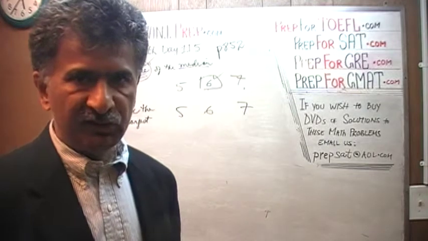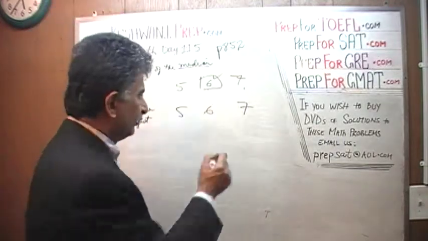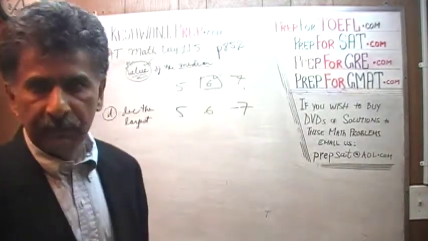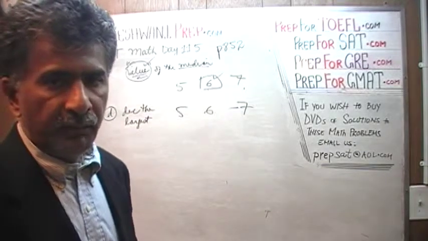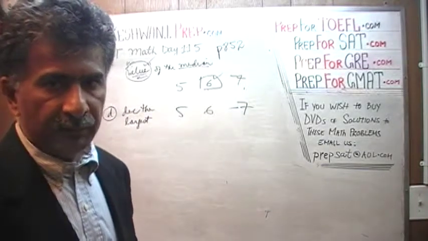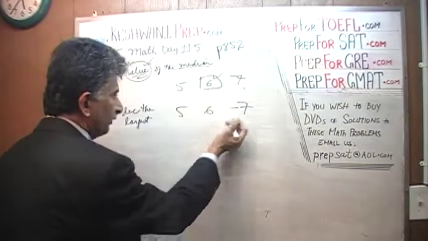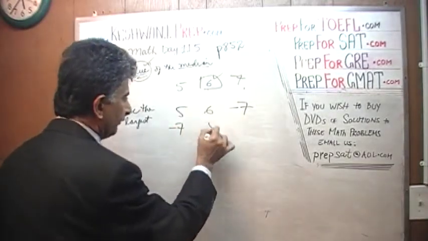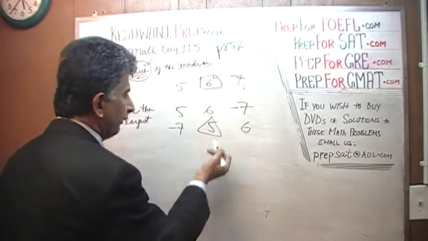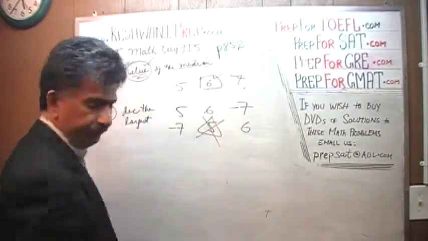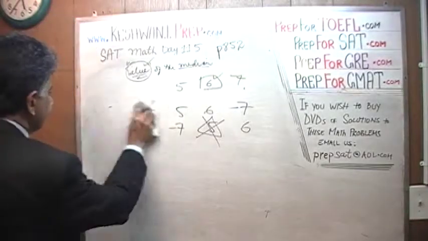The quickest and the easiest way to decrease the number is to just stick a negative sign in front of it. So now we have 5, 6 and a negative 7. In order to figure out their median, we must arrange them in order. The smallest number is negative 7, then comes 5 and then comes 6. The median before was 6, now it is 5. That's no good.